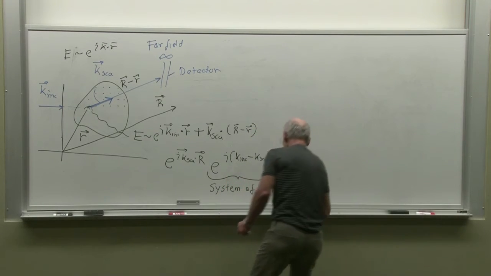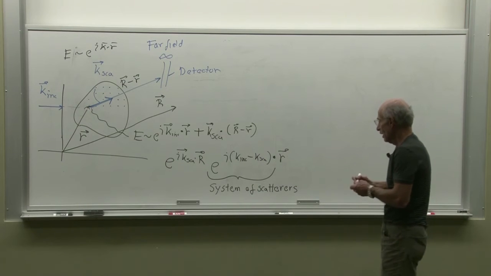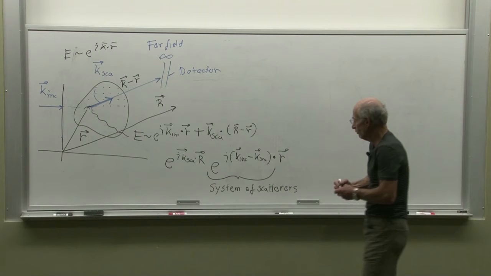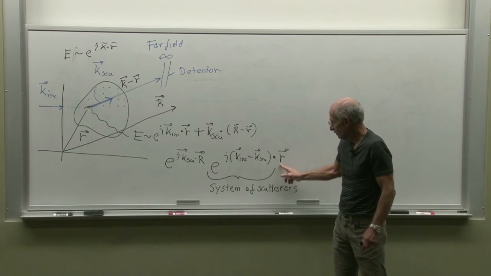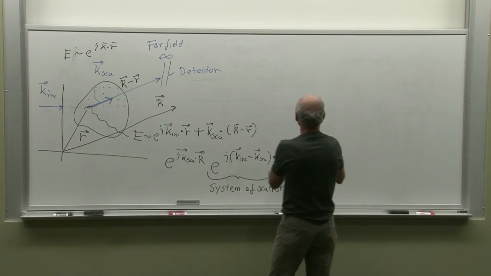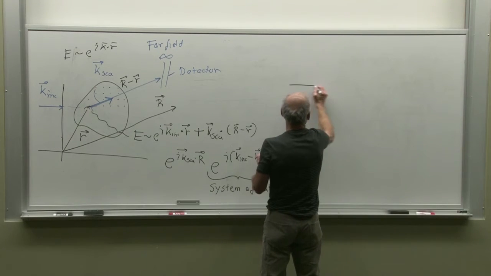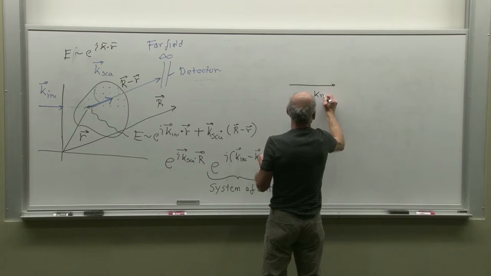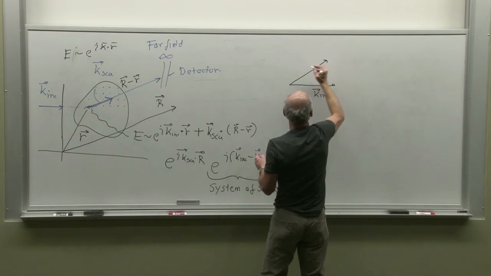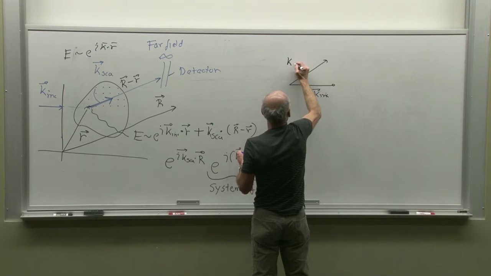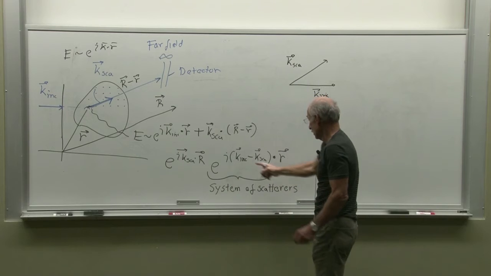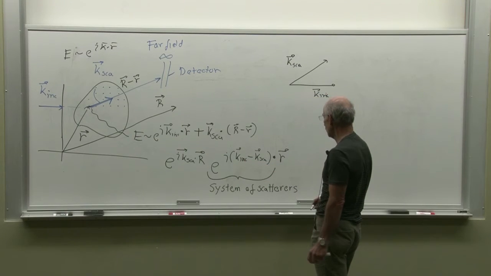That's the system of scatterer terms. And I forgot my little vectors here. There we go. We now have a new parameter, right? We've got this vector difference. Let's take a look at it. We've got k inc, and k scat, the same length because the wavelength didn't change. And it's the difference of these two.